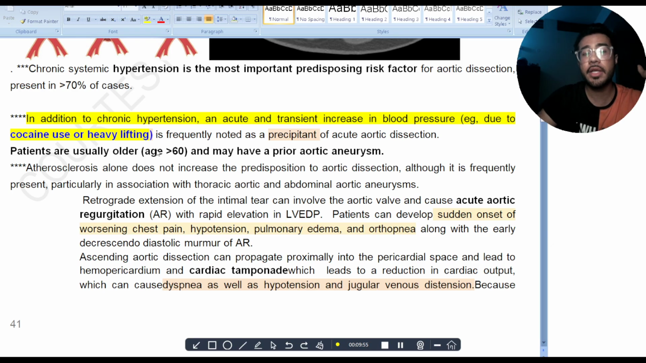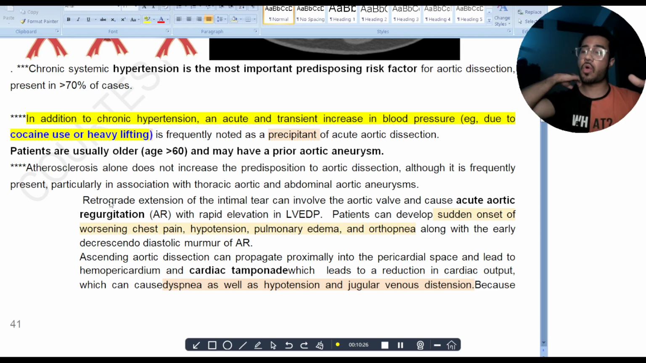Patients are usually older because the weakening of connective tissue of the aorta takes time, and may have a prior aortic aneurysm, which further points to the fact that the connective tissue has been really weakened. Atherosclerosis alone does not increase the predisposition to aortic dissection, although it is frequently present. So, mainly the reason is weakening of the connective tissue. That is because of constant high systolic impulses. That is chronic uncontrolled hypertension.